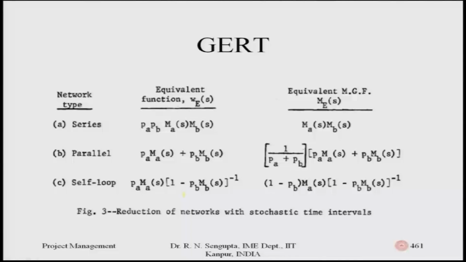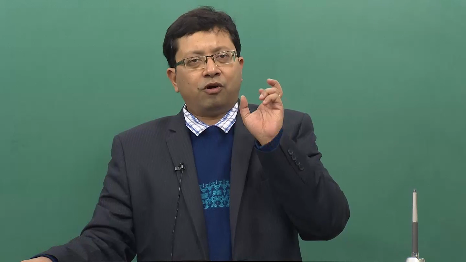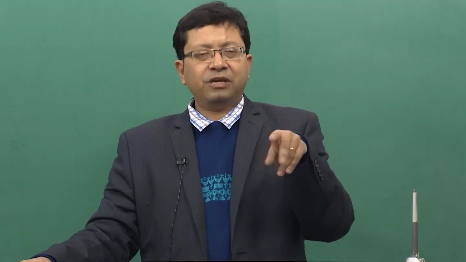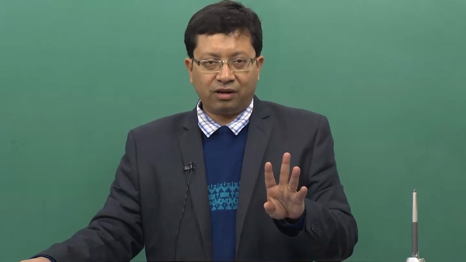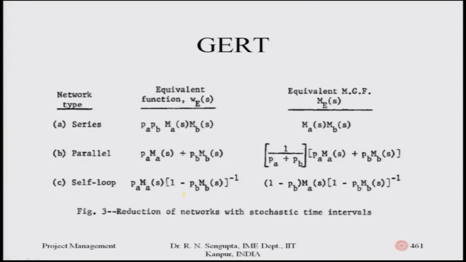So, if you have the chart, in the first column you have the network type, that are series, parallel and loops. Loops can be of any complication, parallel can be of any complication, series can be of any complication, but given the concept, the formulas which you have are for only A and B, and they can be extended to any level, as I mentioned 3 or 4 slides before. The equivalent W functions are given for series, parallel and the loop, and the equivalent moment generating functions are given.